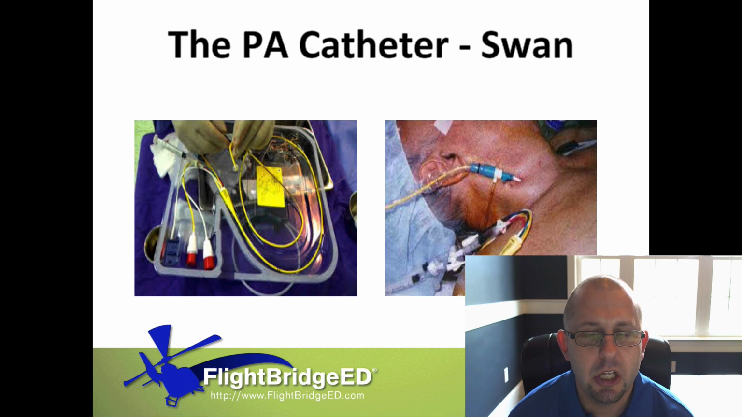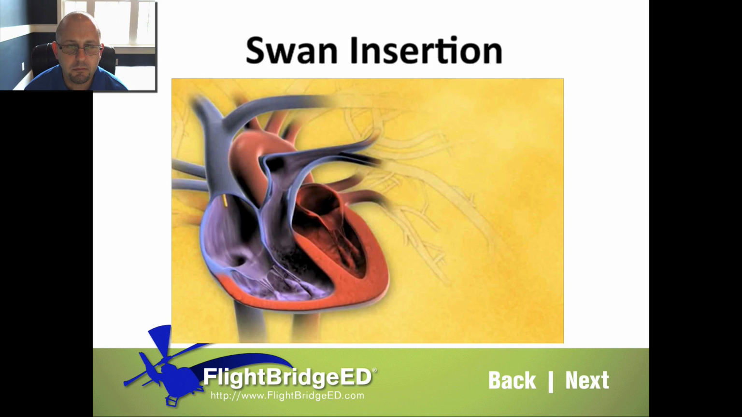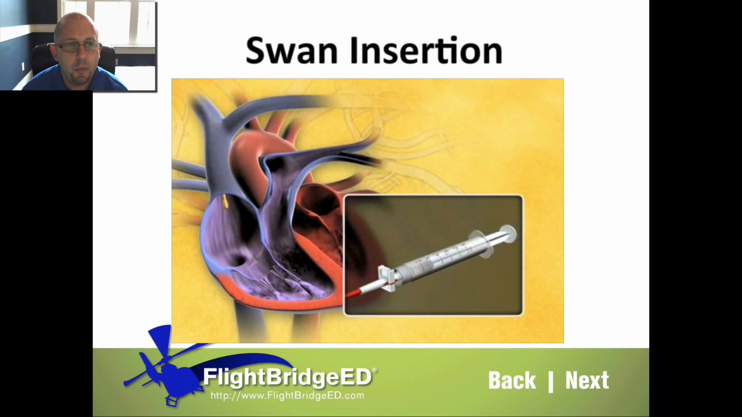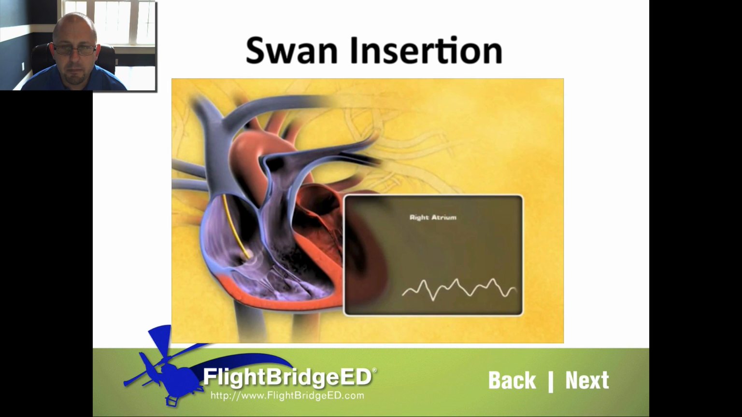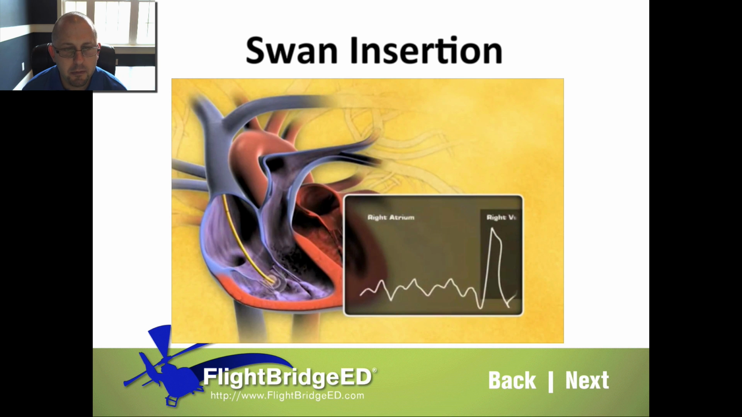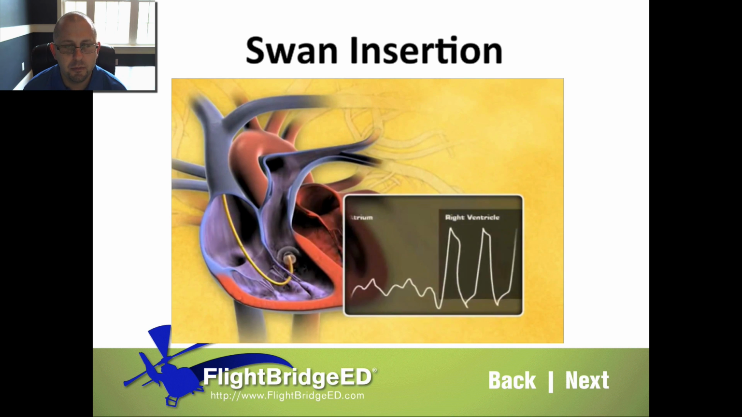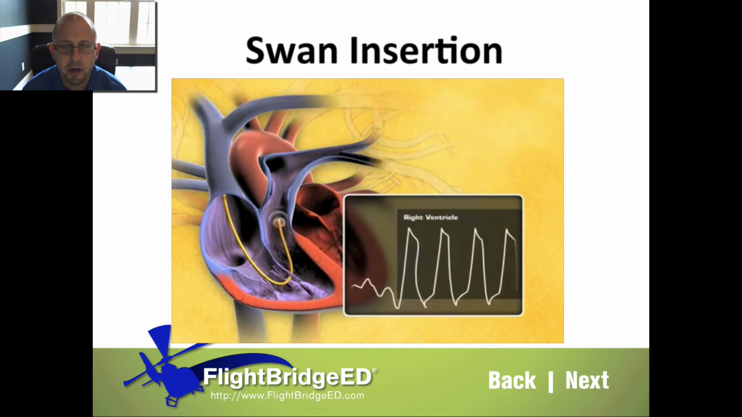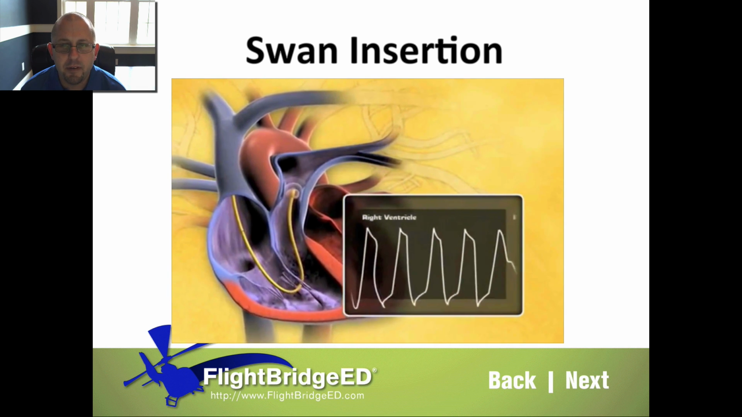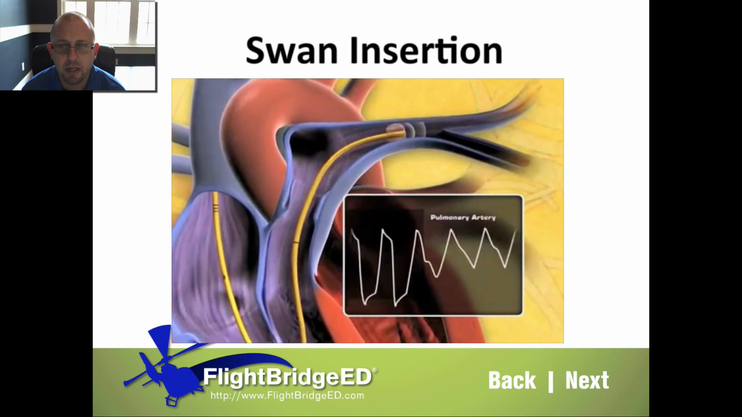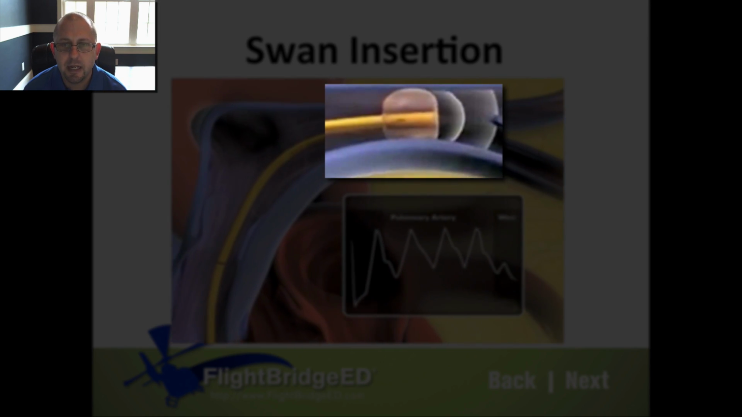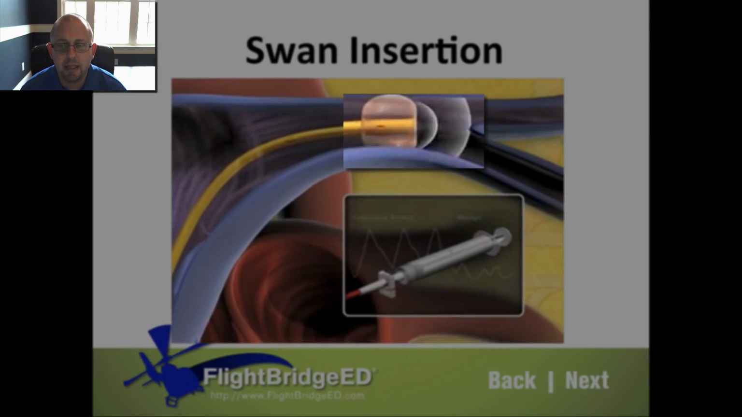All right, so now let's look at a demonstration. This is where the balloon is going to be inflated. The doctor is going to say balloon up. We're in the right atrium. At this point, you can see we have a CVP waveform. We go through the tricuspid valve, and now we're in the right ventricle. It continues through the pulmonic valve, and we're now advancing up into the pulmonary artery. You can see the waveform has changed. We're on the third waveform change, and now you can see that we're actually in that pulmonary artery.